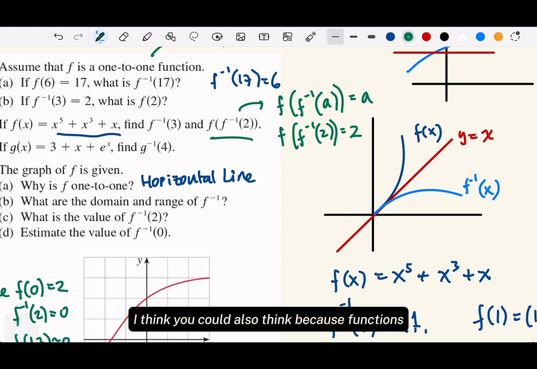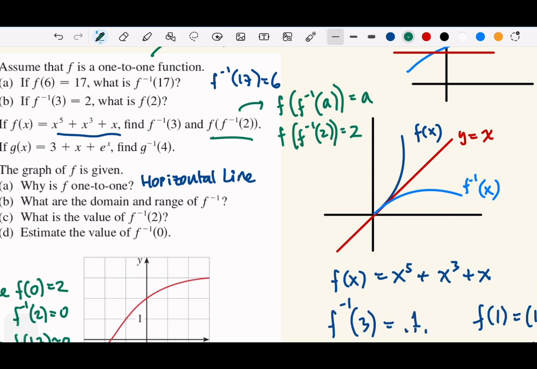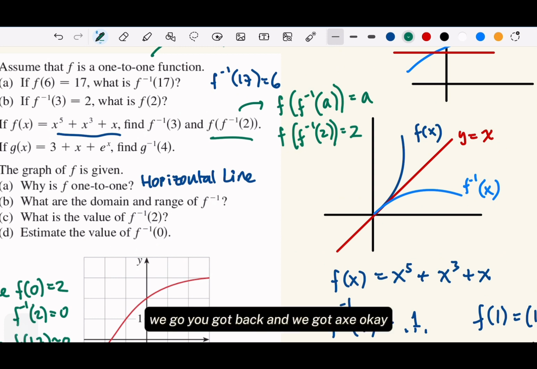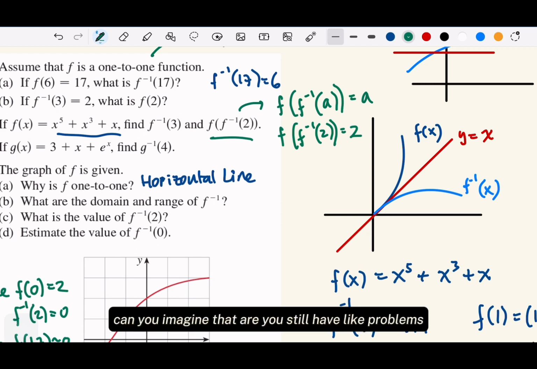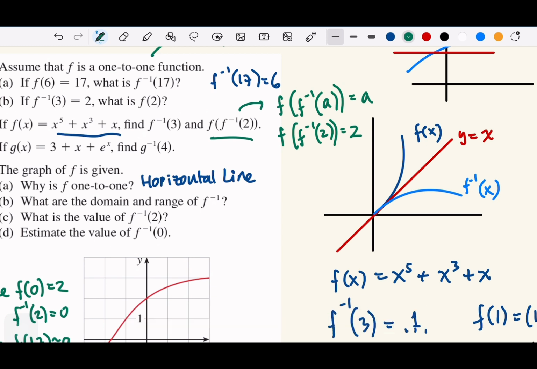I think you could also think of it as functions being like a machine, right? You put x in, you go to f, you get f of x. The inverse is we reverse. We go back and we get x. Okay? Can you imagine that? Or do you still have a problem? Good? Okay.